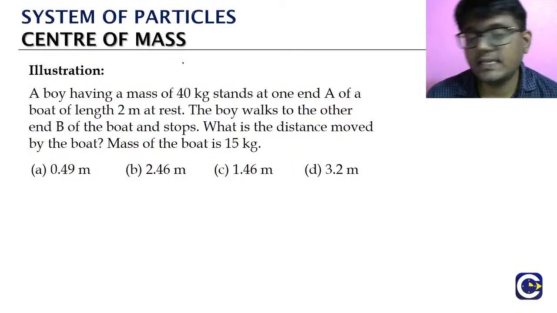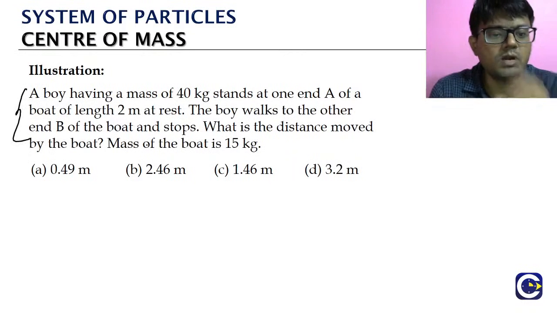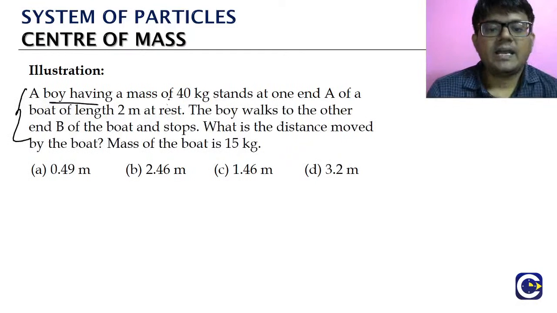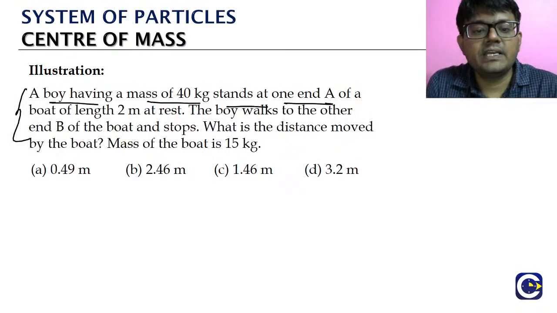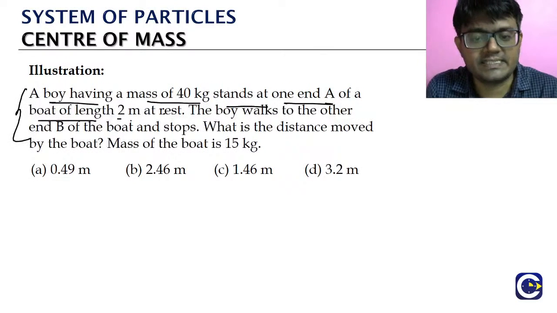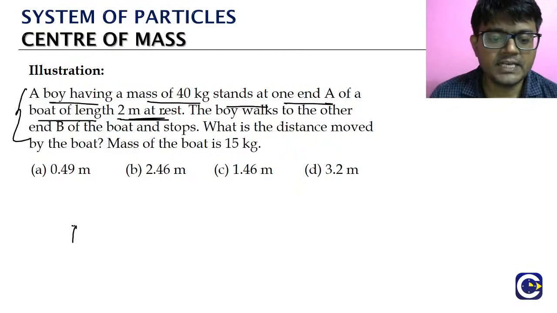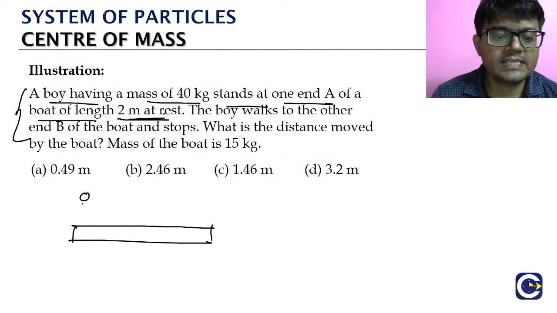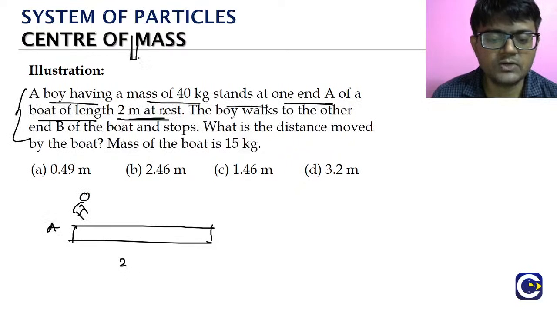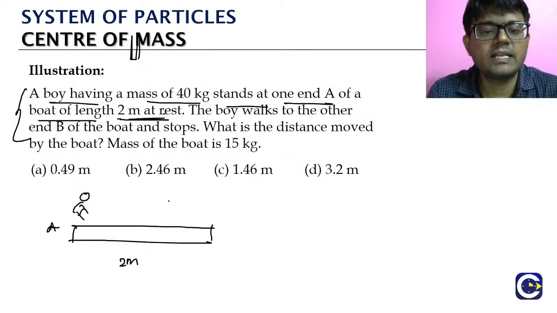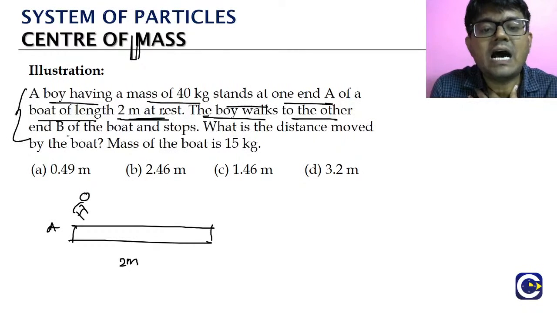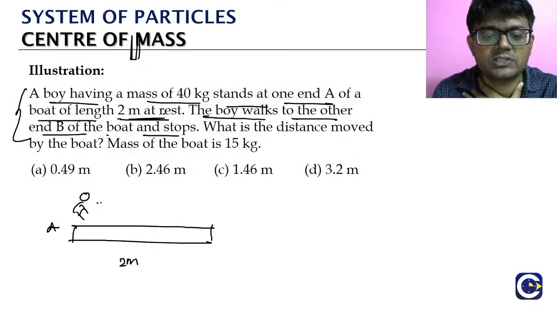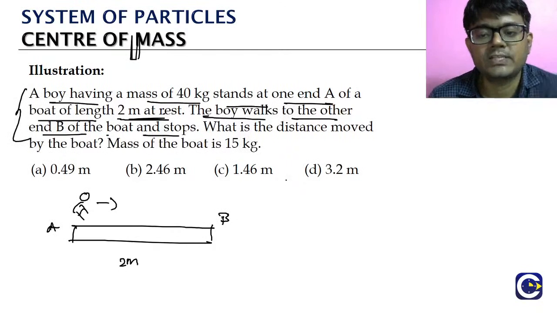So look at the next question, this is an interesting model. A boy having a mass 40 kg is standing at one end A of a boat of length 2 meters, which is at rest. So there is a boat. He is standing at the end A. The boat length is 2 meters. Initially this is at rest. The boy walks to the other end B of the boat and stops. He is walking to the other end, and he is going to finally stop.